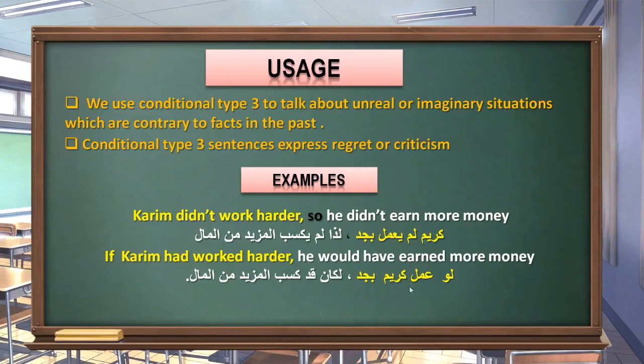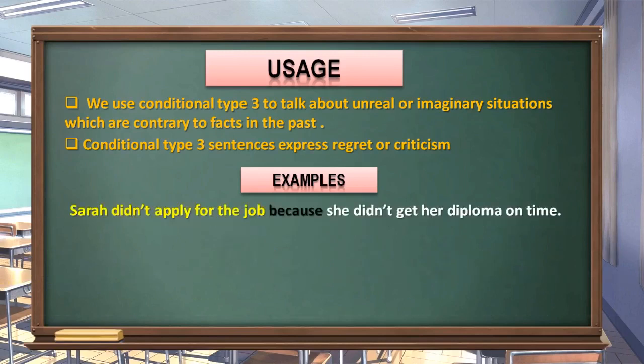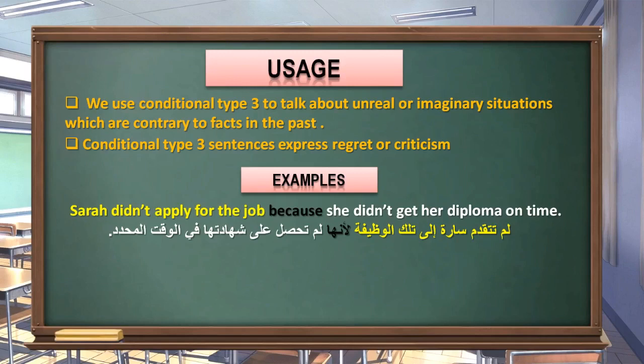Okay, so let's move to another example. Sarah didn't apply for the job because she didn't get her diploma on time. So as you can see here, we have a result and a cause. So the cause is that Sarah didn't get her diploma on time, and the result of this cause is that she didn't apply for the job.